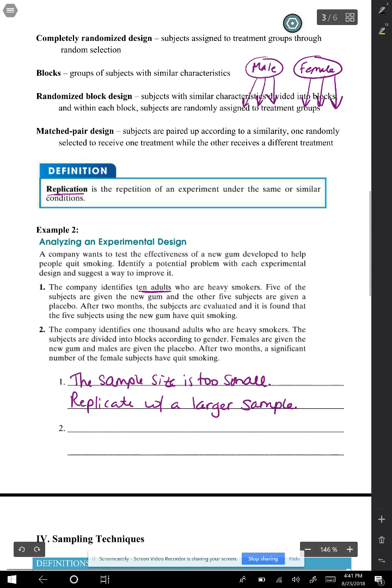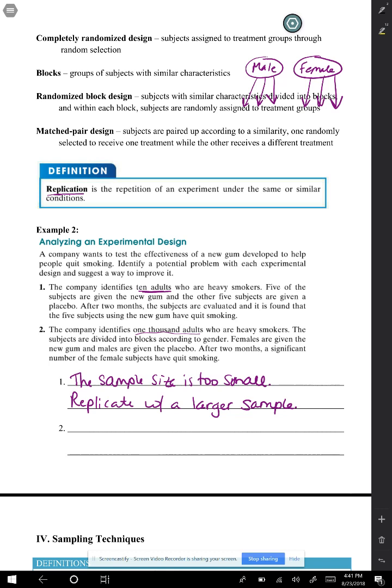The second scenario we have here is that the company identifies 1,000 adults, so we definitely have a larger sample, who are heavy smokers. The subjects are divided into blocks according to gender. Females are given one gum, males are given the placebo. And then they find after 2 months a significant number of the female subjects have quit smoking.